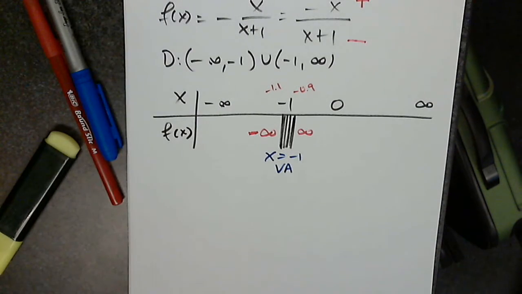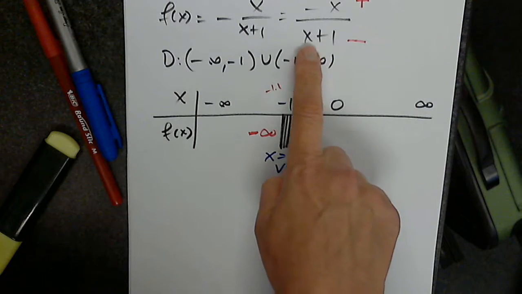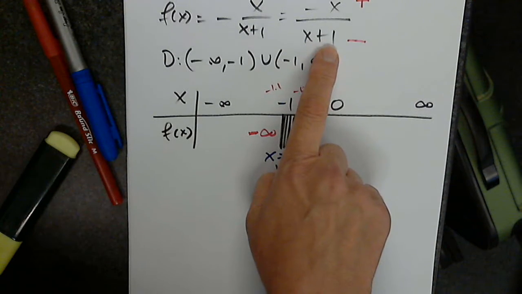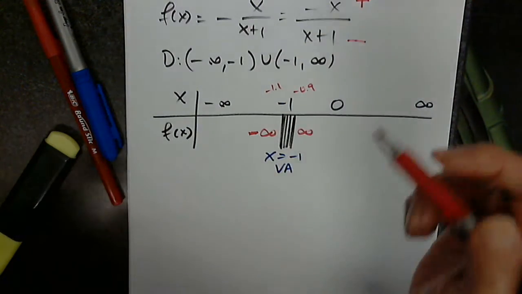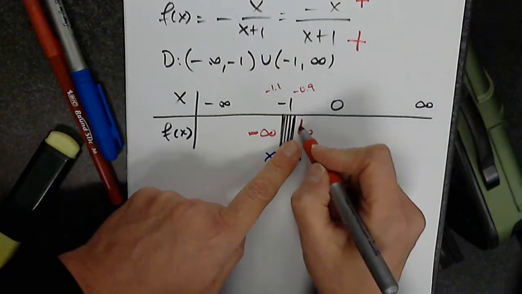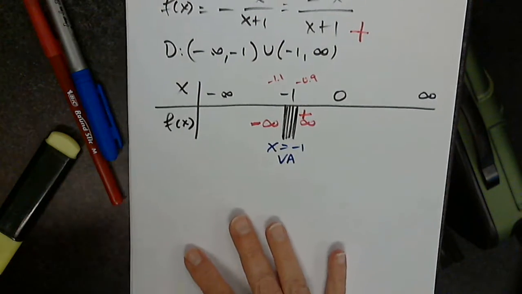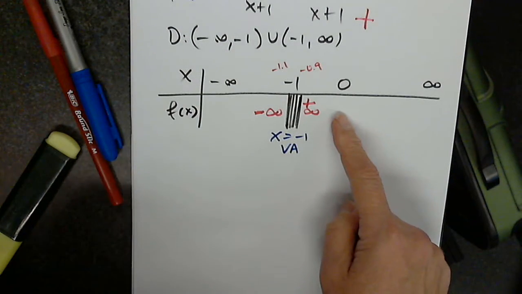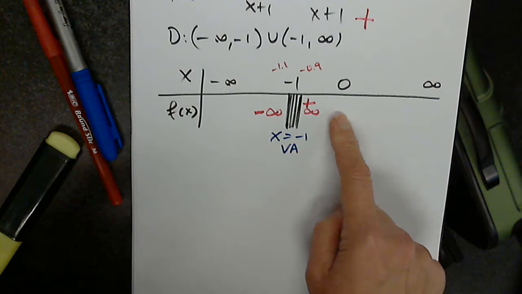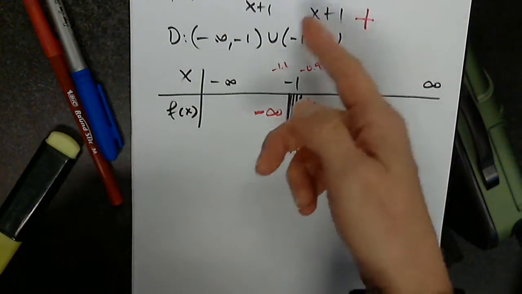Now I plug in negative 0.9. With minus in front is still positive. But negative 0.9 plus 1 will be positive. So therefore on this side the sign is positive. Now let's plug in 0 so I can determine the y-intercept. When x is 0, y is 0 because it's 0 over 1.